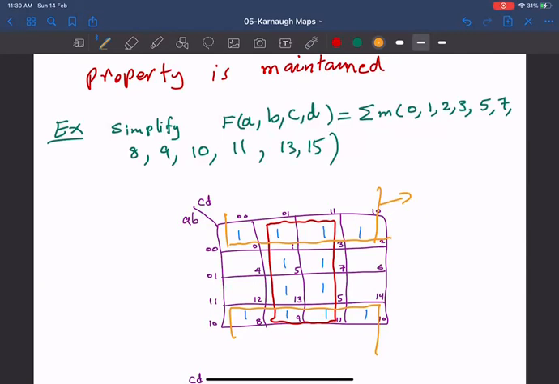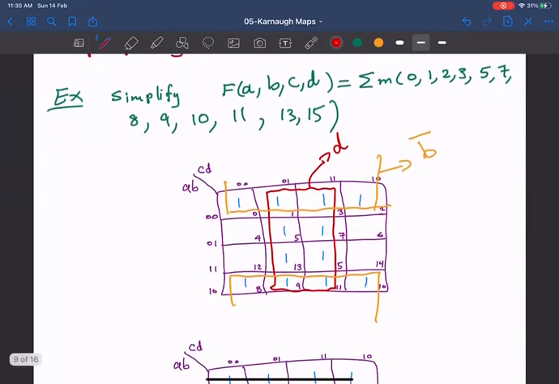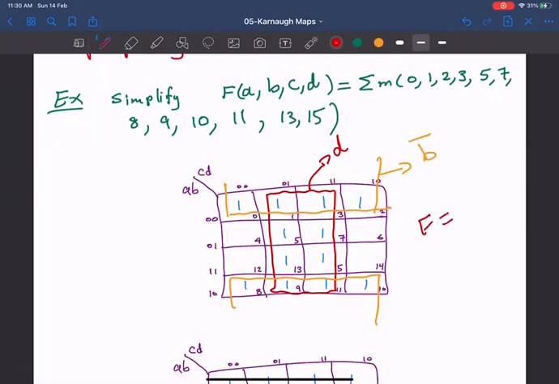B complement, excellent. B complement. Why? Because it's the only constant and it's 0. The rest of the literals are changing. What about the red one? D, excellent. Actually not C, D. Why? Because D is 1 and all the remaining literals are changing from 0 to 1 or from 1 to 0. So my function is D ORed with B complement.